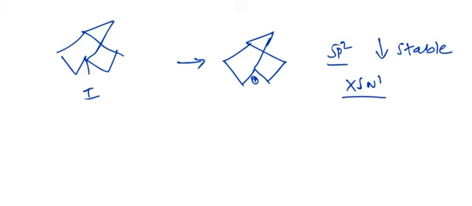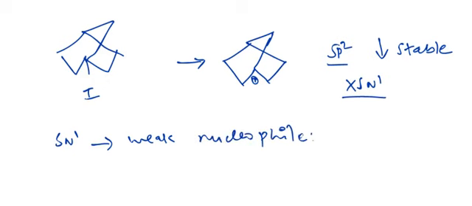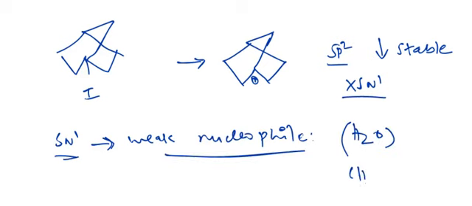The solvent we will use is a polar protic solvent. Generally for SN1 we use a weak nucleophile, for example H2O, CH3OH. So the major barrier for SN1 is the stability of the carbocation.